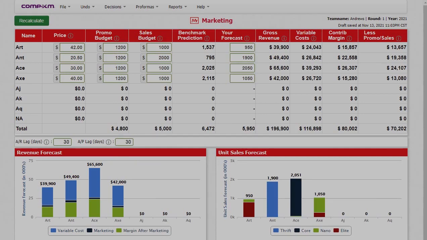Okay, now let's go and do the promo budgeting. So here you can have 2,000 for both the promo and sales budget for all products. So 2,000.